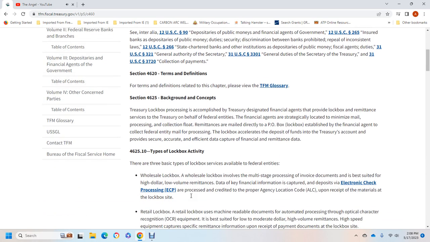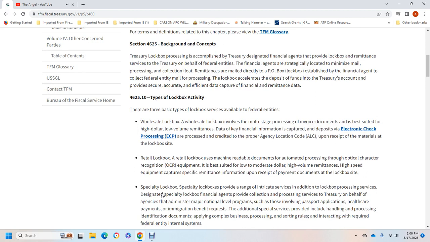Section 4610, Types of lockbox. Three basic types of lockbox are available to federal entities. Wholesale lockbox involves multi-stage processing of documents, based on high dollar, low volume remittances. Data with key information is captured with the deposit, and electronic check processing is performed, collected with the proper agency location code upon receipt of the material at the lockbox.